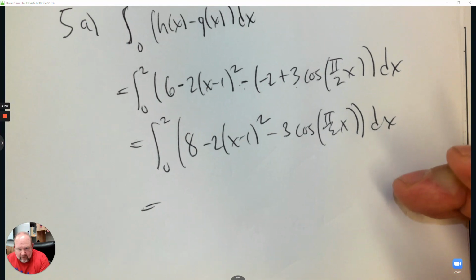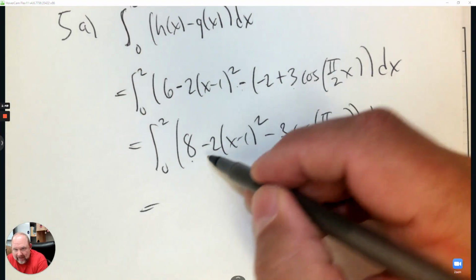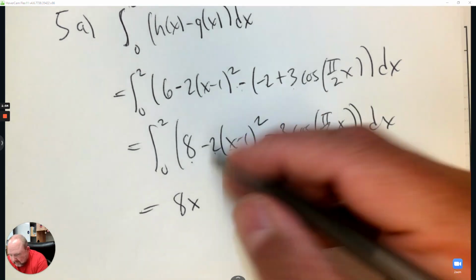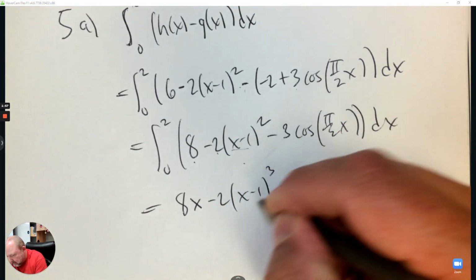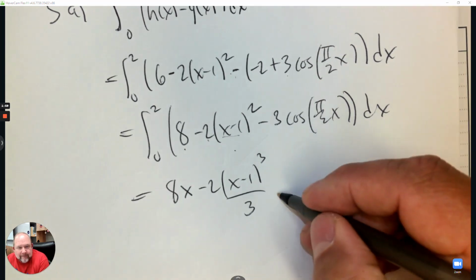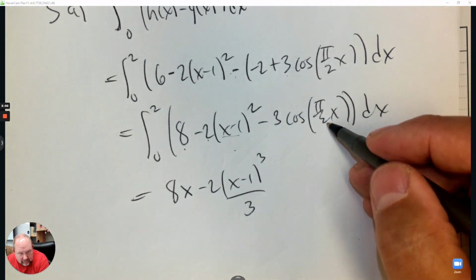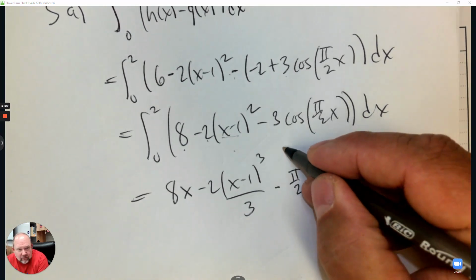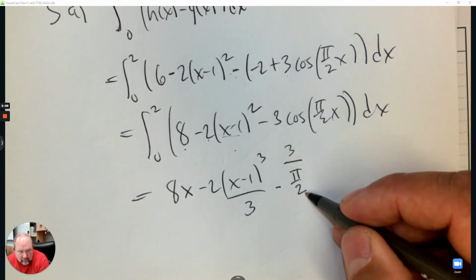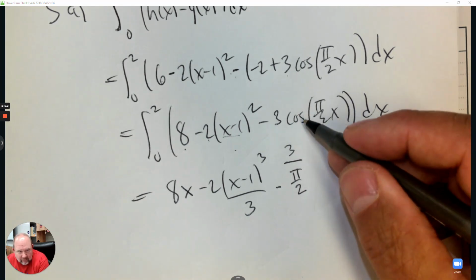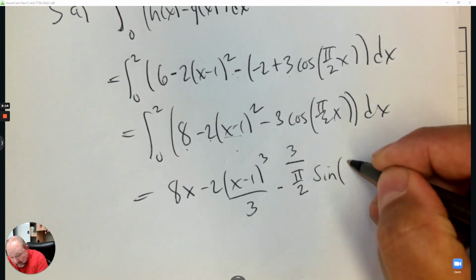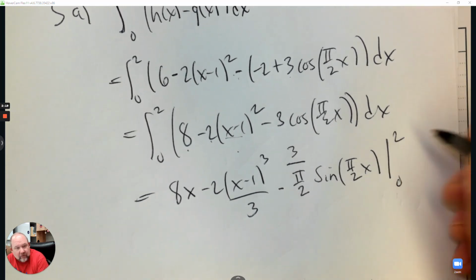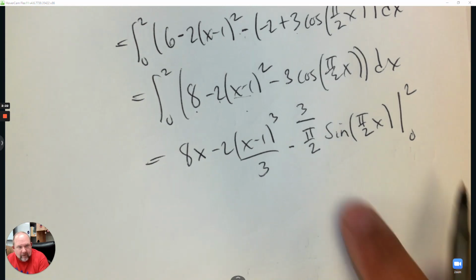All right, now we have to integrate this. So the integration of 8 is just 8x. There is no hook here, so the 2 can stay in front, and we just add 1 to the exponent and divide. And then cosine, the hook should be pi over 2. So what it was, which is 3, over what it became, which is pi over 2. And then the integration of cosine is sine, not negative sine. And then we're going to integrate from 0 to 2. We can leave it as this.